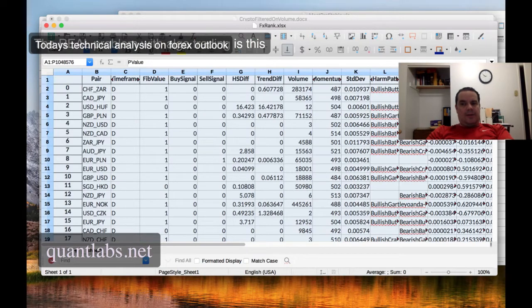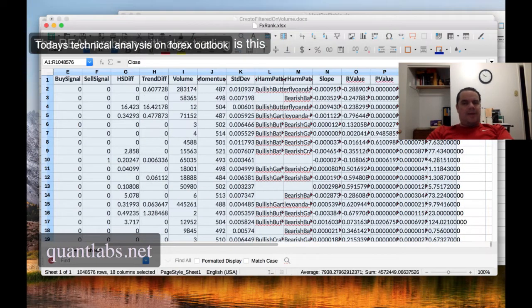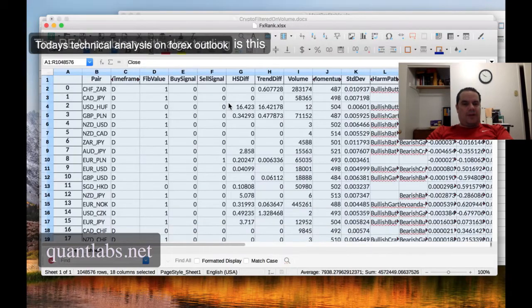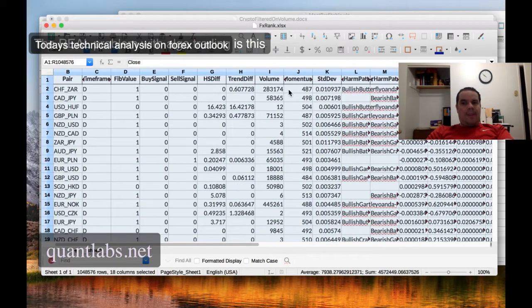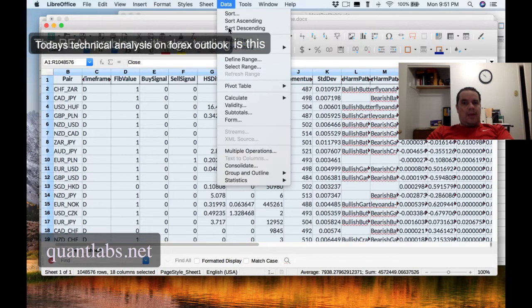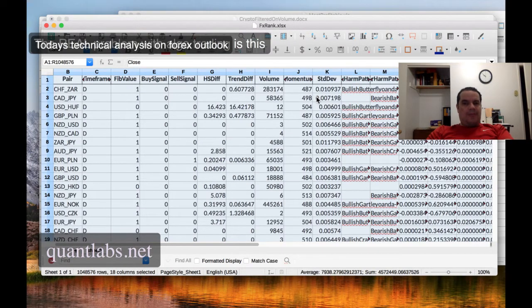I do a sort among these pairs here. These are all the pairs that are available in a window to trade for forex. So we're going to do some sorting here on the columns. The first one we're going to do is sort on the slope. Let's see here. So we'll do a sort descending on slope.